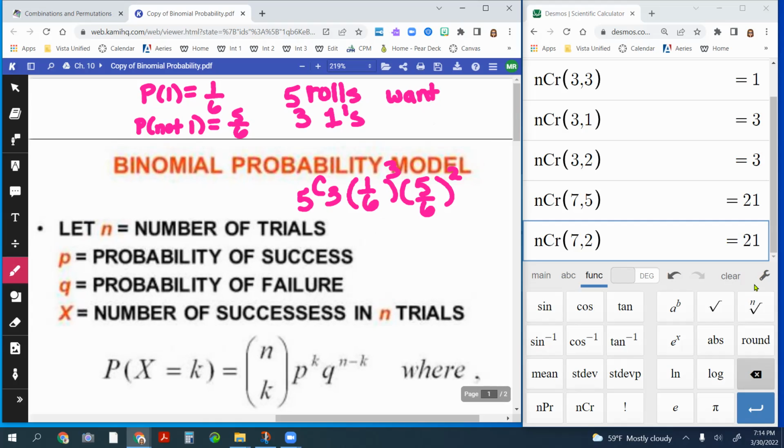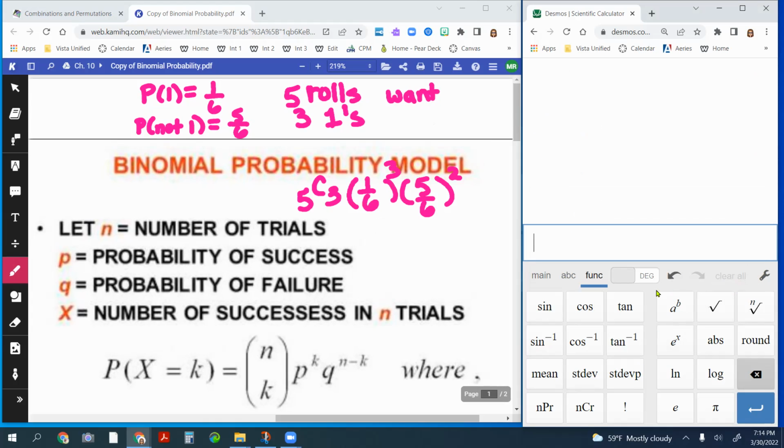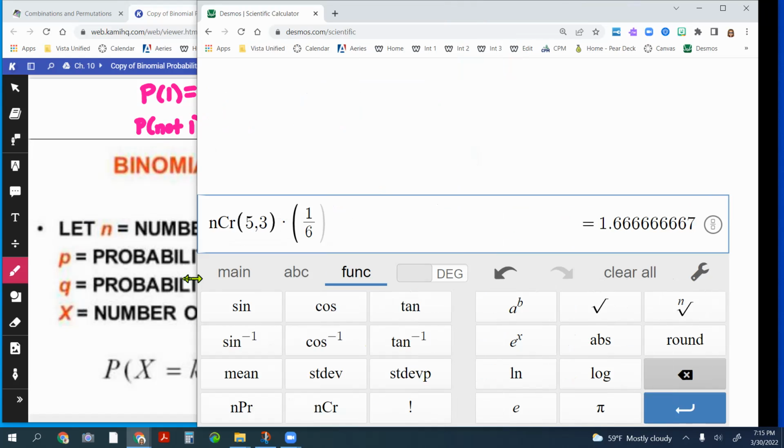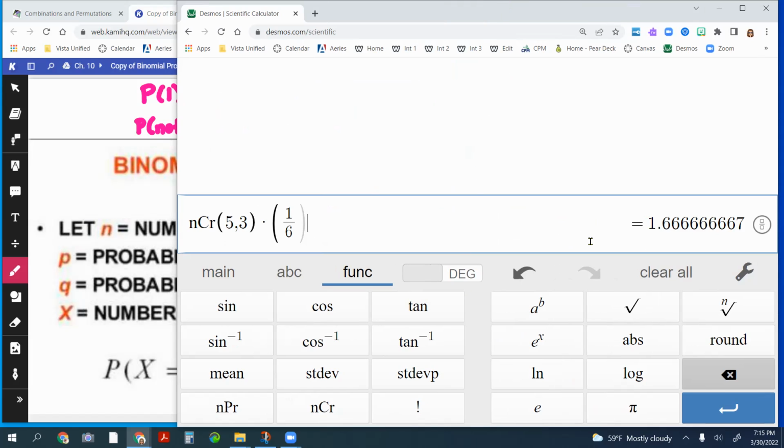So if I was to work this out, let me just clear all of this. I would be doing 5 choose 3, and I'm going to be multiplying that with the quantity 1/6 raised to the power 3, times the probability of a failure, which would be 5/6. And again, if we have 3 successes out of 5, that means we have 2 failures, so I'm going to raise to the power 2. And this would be our probability, 0.03215. So about 3.2%. That's what we're going to be doing.